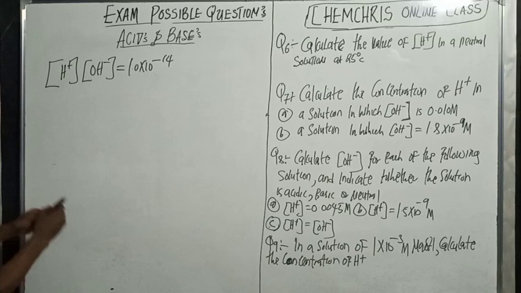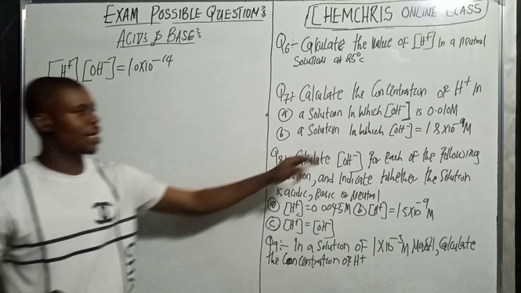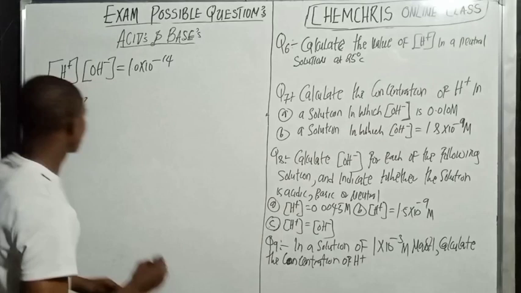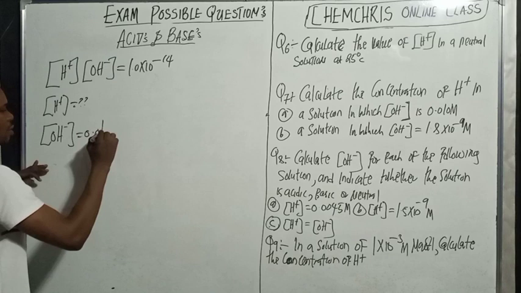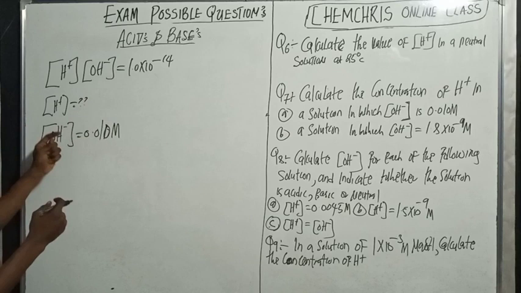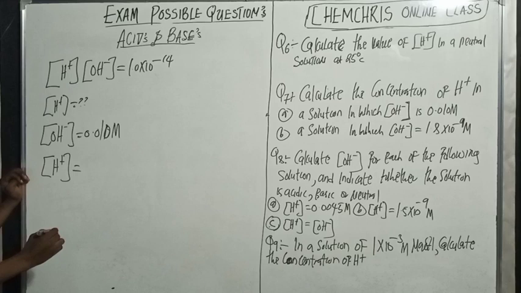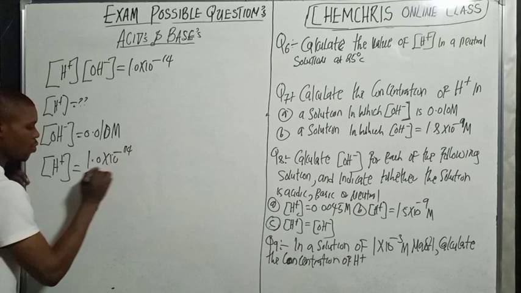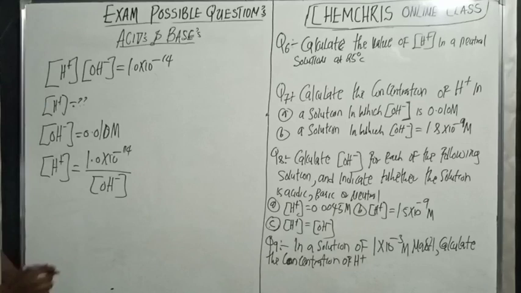Now, you are looking for H plus. In the first question here, they gave us OH minus to be 0.010 molarity. So you have OH minus equals 0.010 molarity. Is it clear? So it means that to calculate H plus concentration, that is hydrogen ion concentration, it is equal to 1.0 exponential minus 14 over OH minus. Just make it the subject of the formula here, dividing both sides by OH minus.